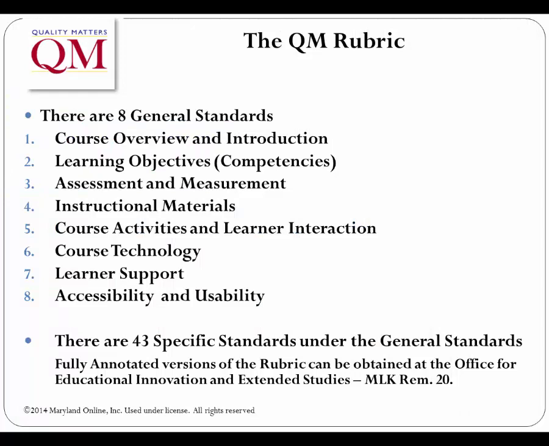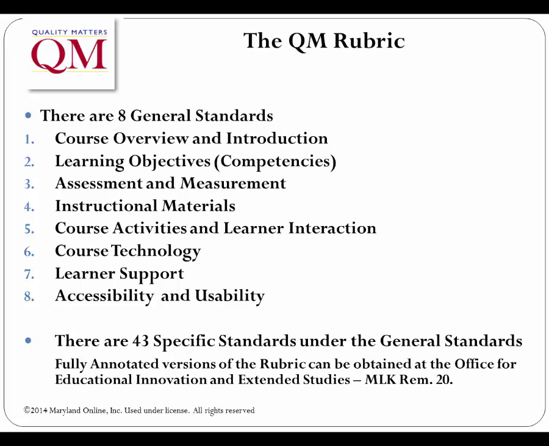Again, our QM rubric has 8 general standards and 43 specific standards under the general standards. The 43 specific standards are what we must meet to become QM certified, and they're guided by the 8 general standards. We went over course overview and introduction during week 1.